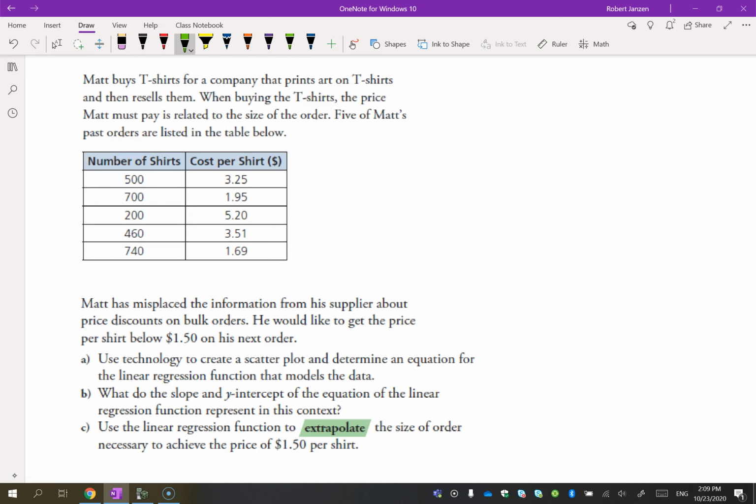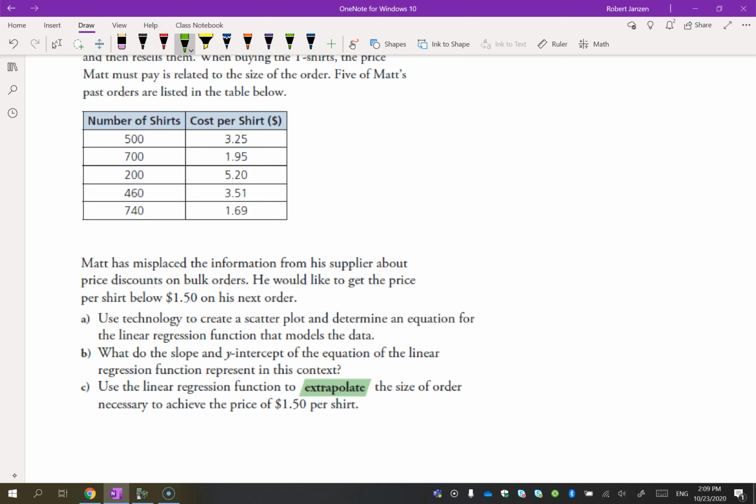5 of Matt's past orders are listed. Matt has misplaced the information from his supplier about price discounts on bulk orders. He would like to get a price per shirt of $1.50. So what we're going to be thinking about here is how many shirts he's going to have to order if he wants this price. What we're going to do is use the calculator to see if we can figure that out. I'm going to pause it here for you to try this. What you need to do is enter this data, graph it, and then find the line or the regression equation.